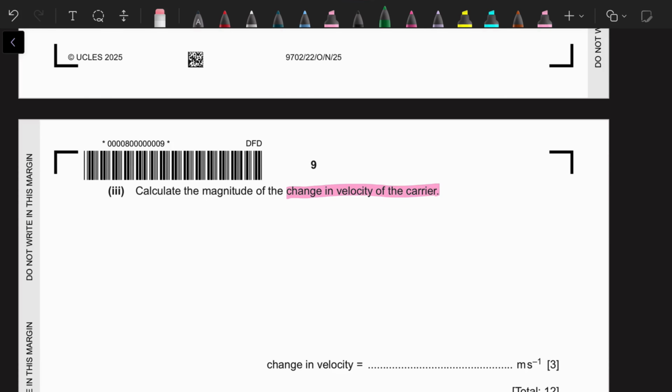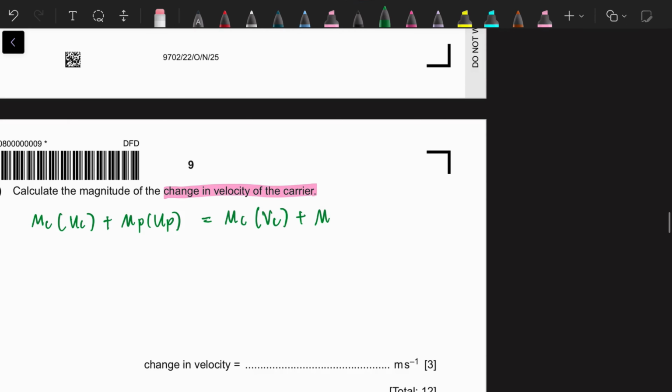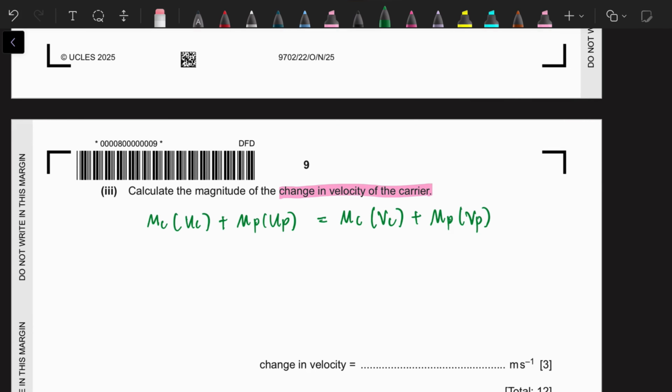So before, mass of carrier I'm going to put as MC. Then initial velocity of carrier I'm just going to put as UC. Then plus mass of payload, initial velocity of payload, equals mass of carrier again, final velocity of carrier, plus mass of payload, final velocity of payload. Okay. So what I'm going to do now is group all the carrier terms to one side and group all the payload related terms to the other side. Okay. So now let's do that.